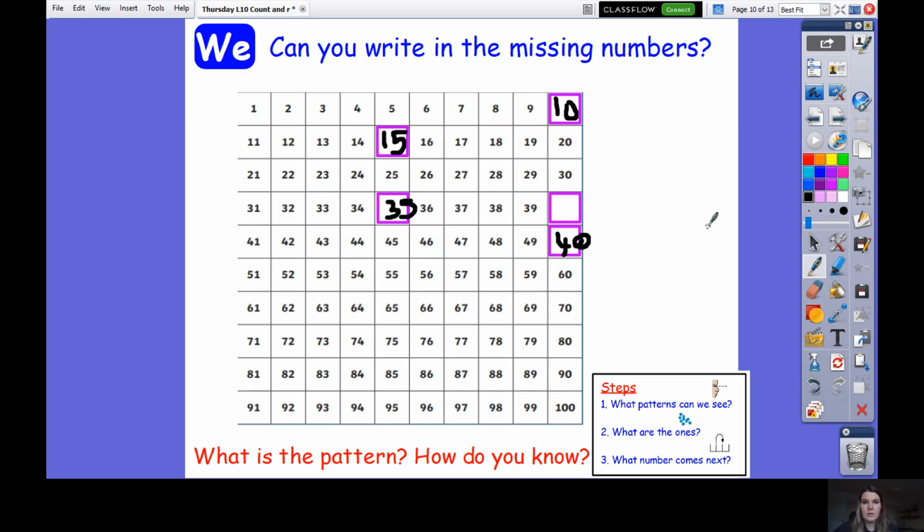Wait, what's wrong now? You said put 40 and 50 in. Counting my 10s to help. Okay, 10, 20, 30. Oh dear. I see the problem. Because it's 39, 40. So what goes down here? 50. Well done. Amazing counting, everyone.